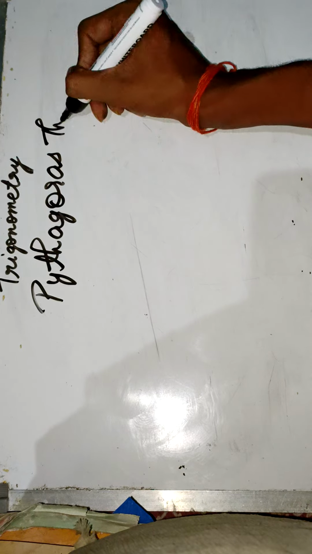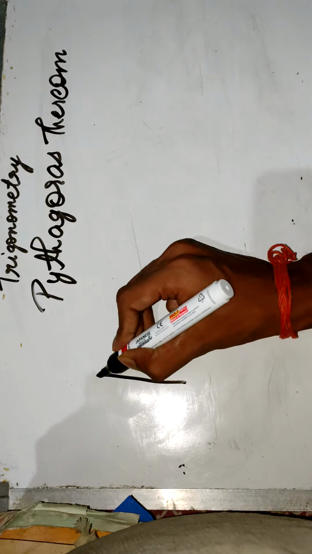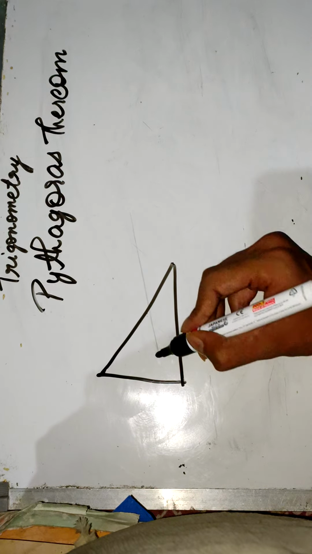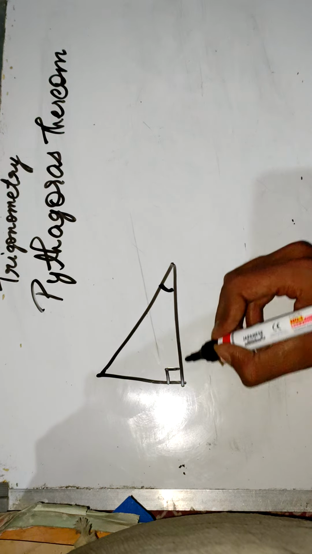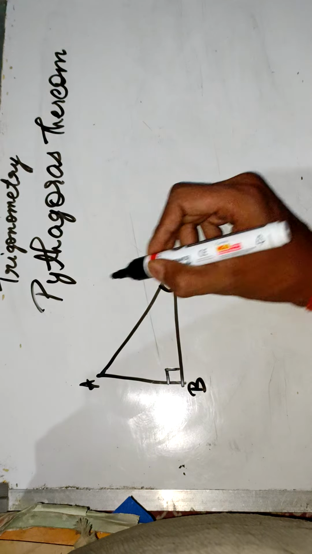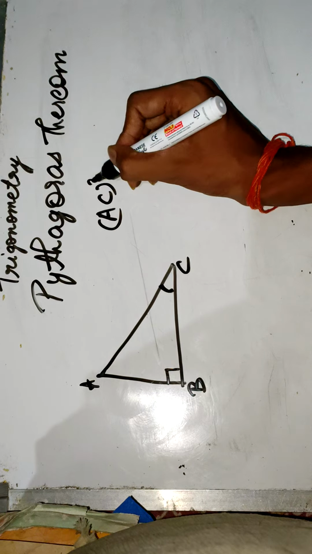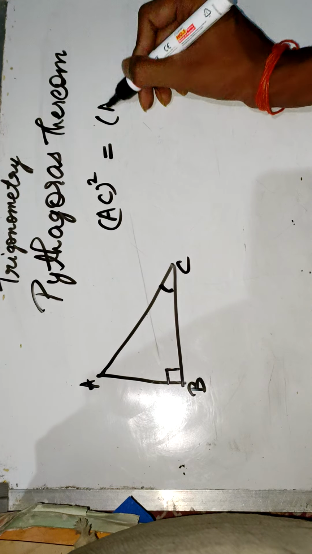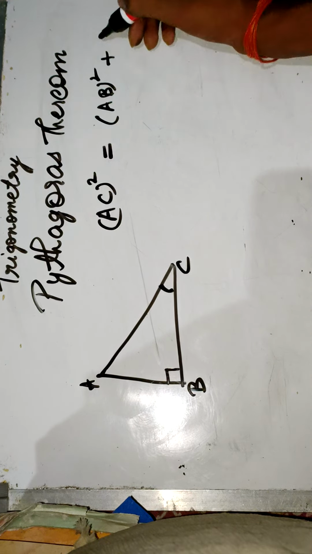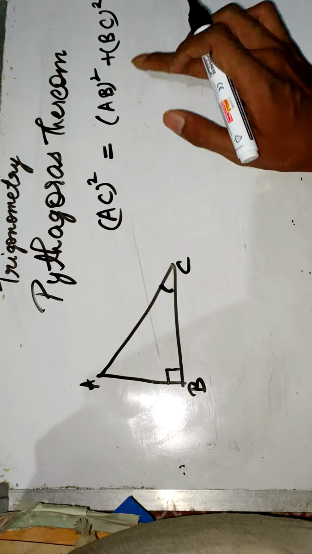What is the Pythagoras theorem, or what does it state? It basically means that when we have any right angle triangle, let us say with points A, B and C, the square of the hypotenuse is equal to the sum of the squares of the other two sides, AB square plus BC square. This is what we call the rule of the Pythagoras theorem.